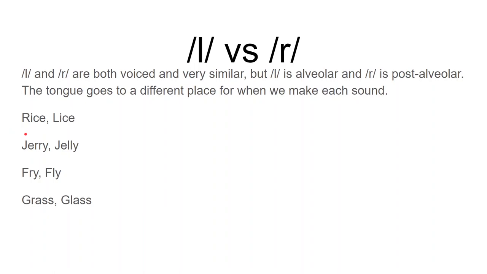So this is where practice in speaking and making the sounds, and being able to hear the different sounds, is important. So rice, r, r, rice, and la, la, l, lice. Our tongue is going to the top and coming down again for lice.